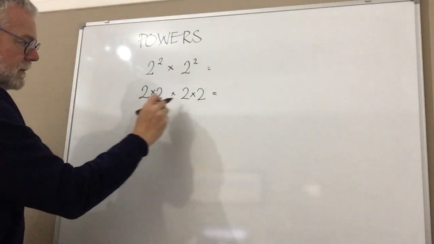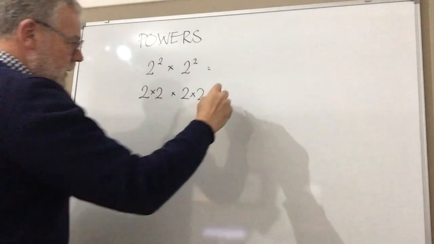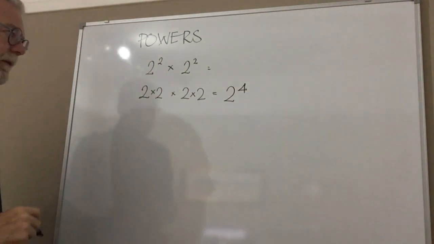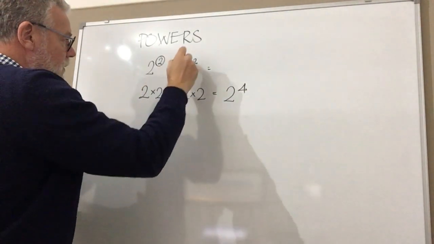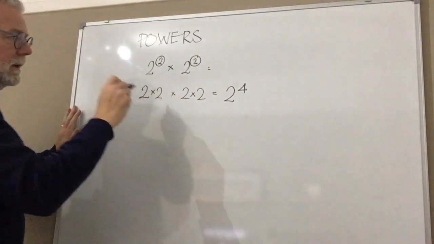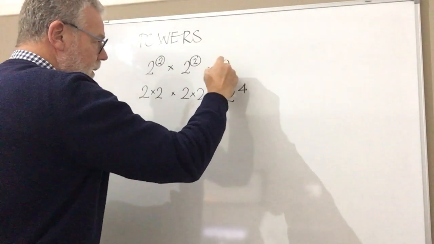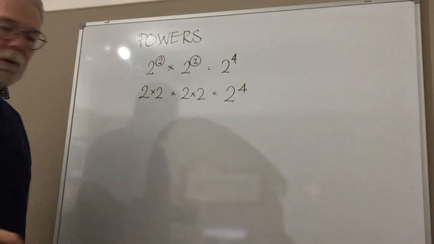And we know that we can simplify that because it's a number that's multiplied by itself 4 times, and we've got 2 to the power of 4. Now that's interesting because it looks as though we've multiplied our powers, but actually we've added them. Let's prove that by doing another example.